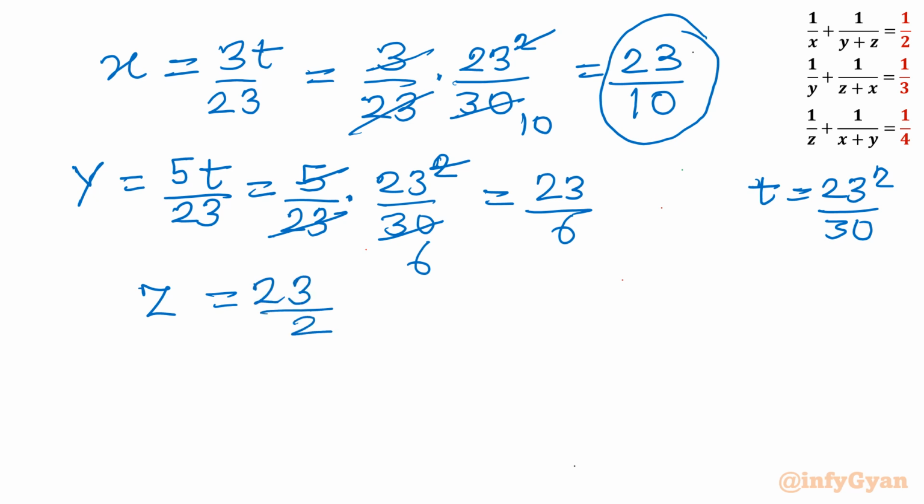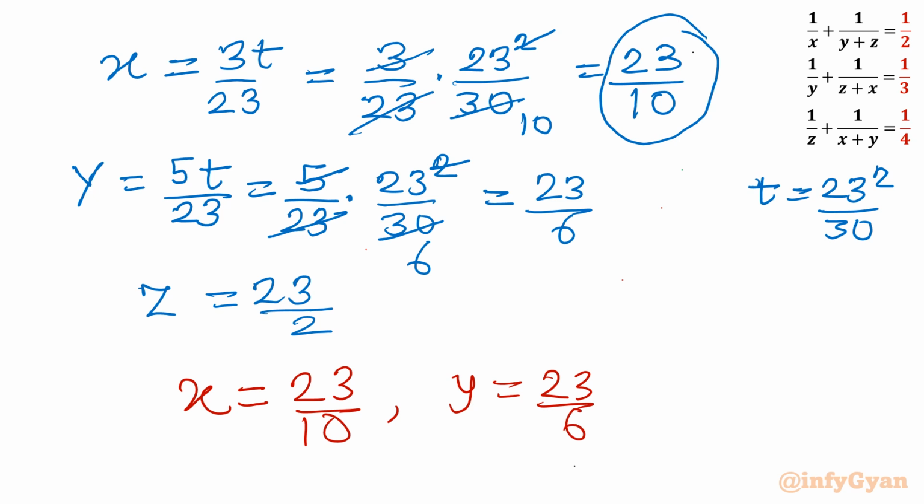So let me write once all the three sets of values. X is equal to 23 over 10. Y is equal to 23 over 6. And Z is equal to 23 over 2.